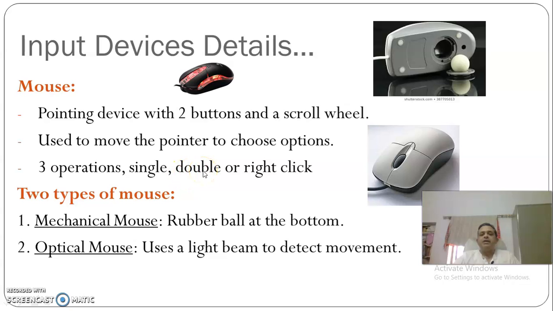Second is the double click. Double click is when you click this left mouse button two times quickly and continuously. That is known as the double click. It is mostly used, if you remember, to open a folder, or if there is an icon on the desktop, to run that icon or that program, a single click will not be enough. So you will need to double click that icon.